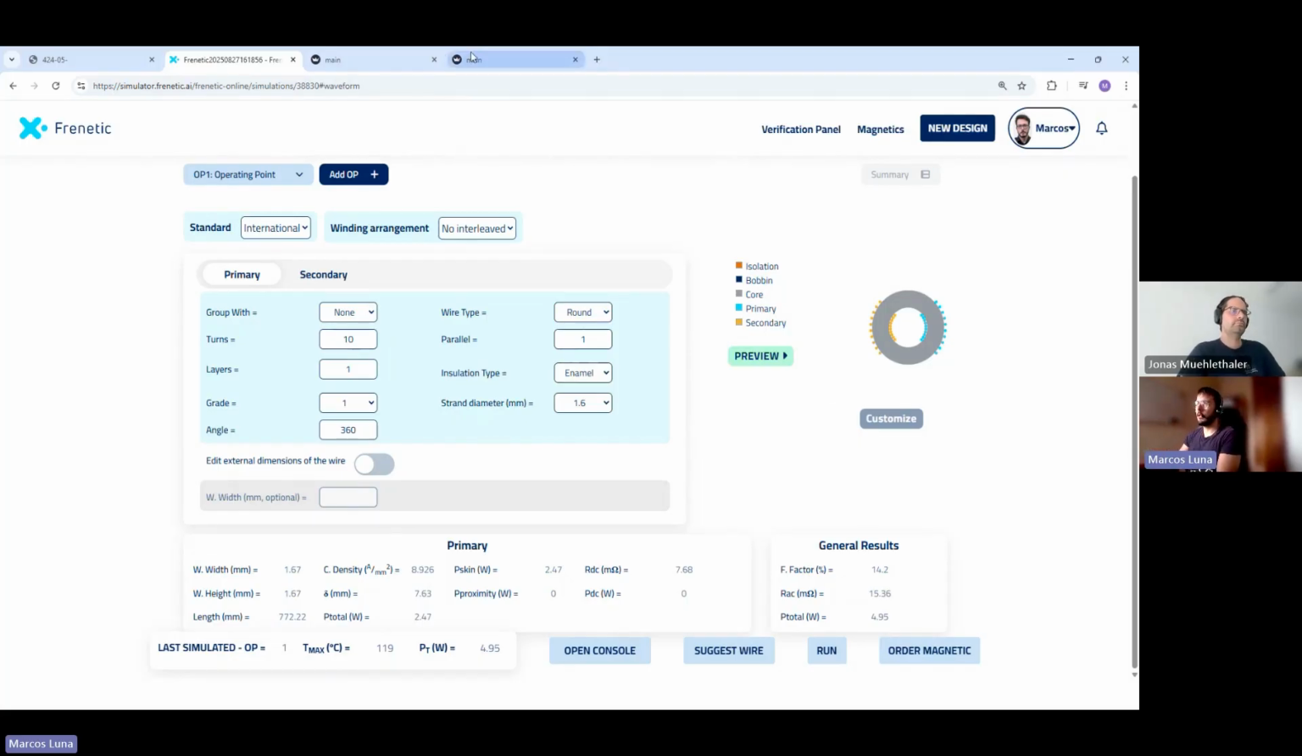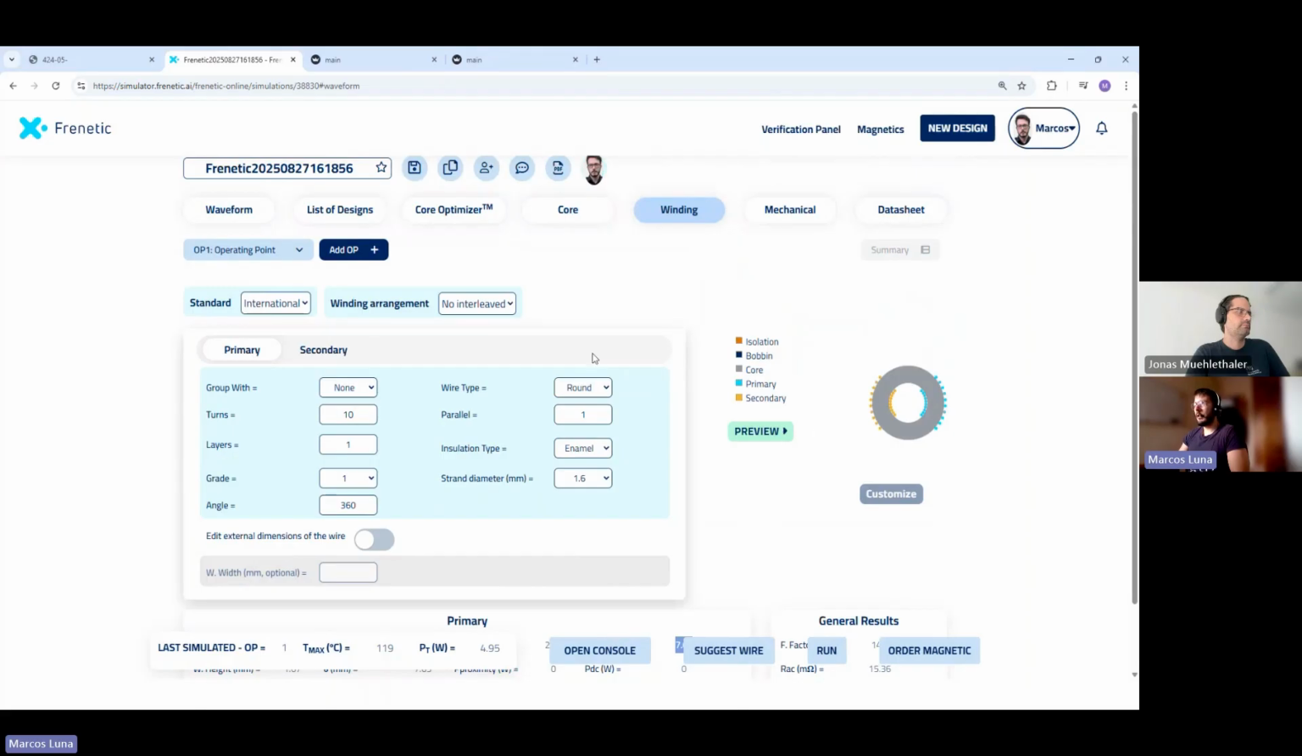So in this process of selecting the core and selecting the different solutions, we also run Frenetic Simulator to check directly the maximum temperature and the losses. But just to show you how the process works, we finally get here the maximum temperature, which is 120, and the total losses, which is 5 watts. As you can see, these are basically winding losses, which is the RMS multiplied by the RDC, that's what you will probably get. And yeah, that's how the process works.